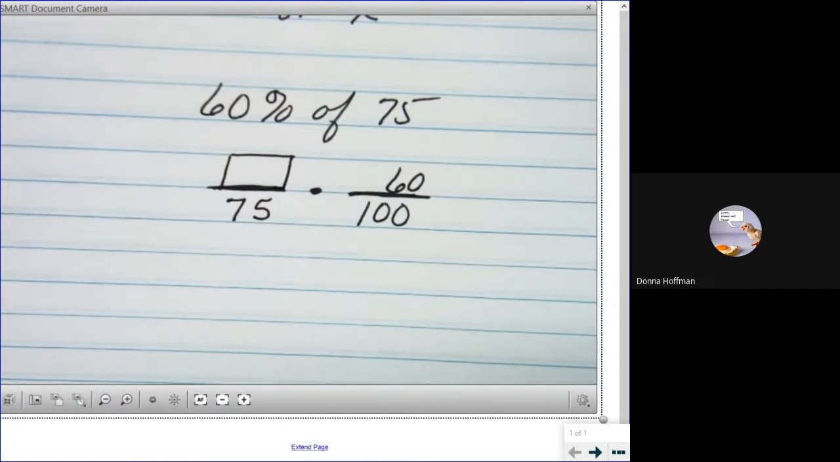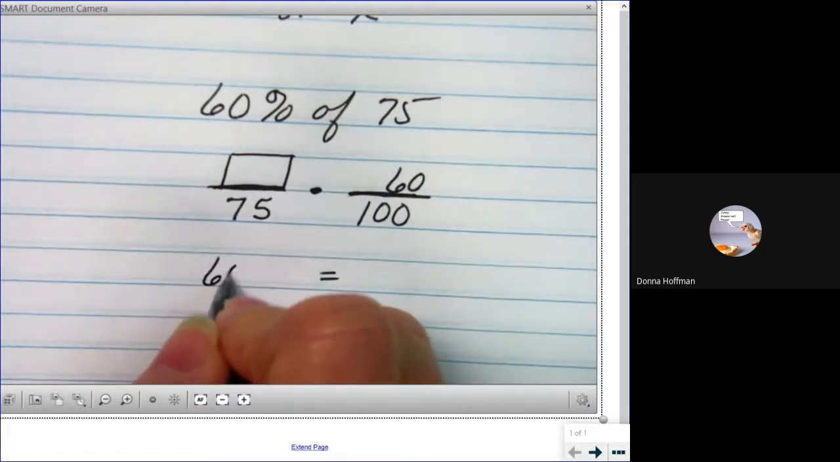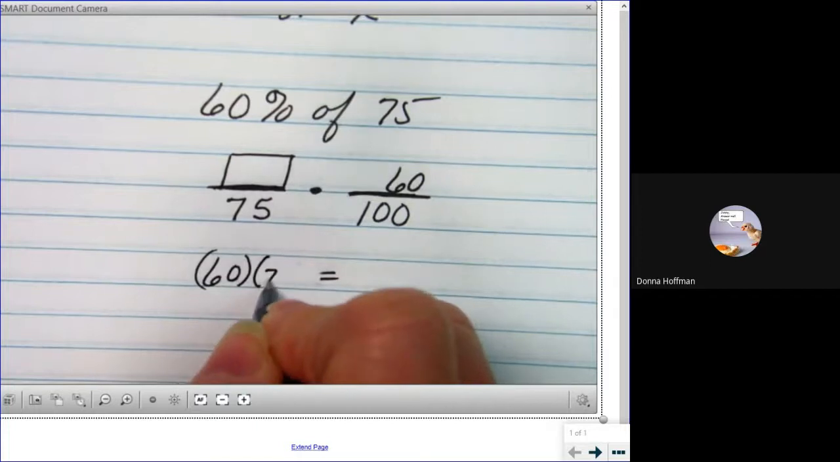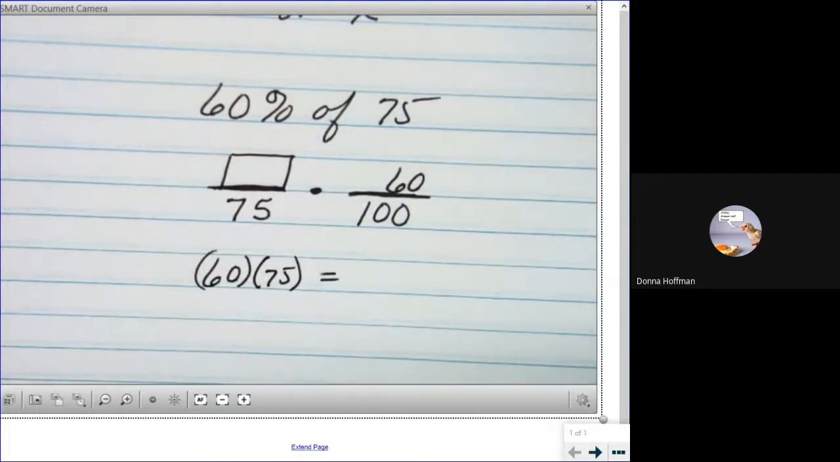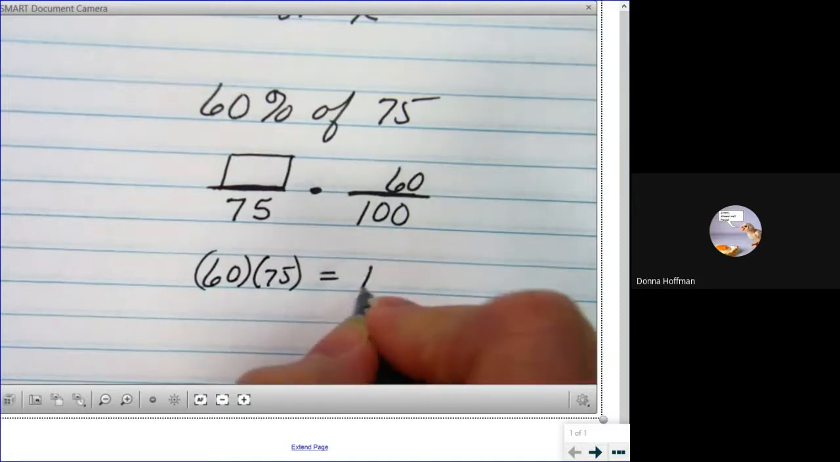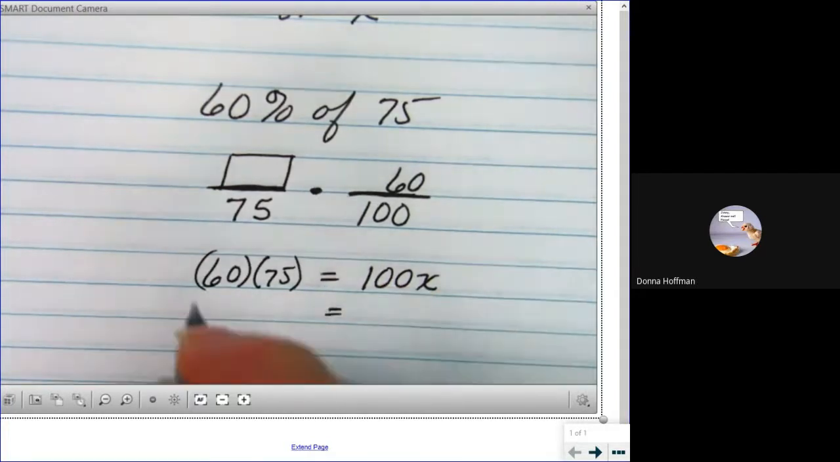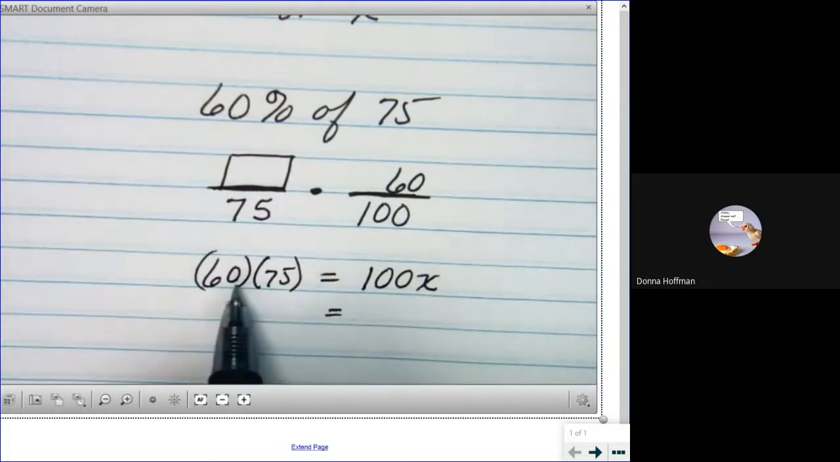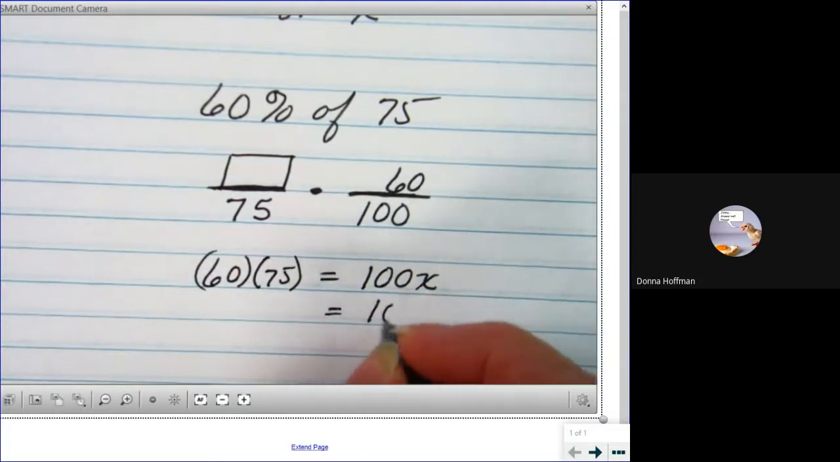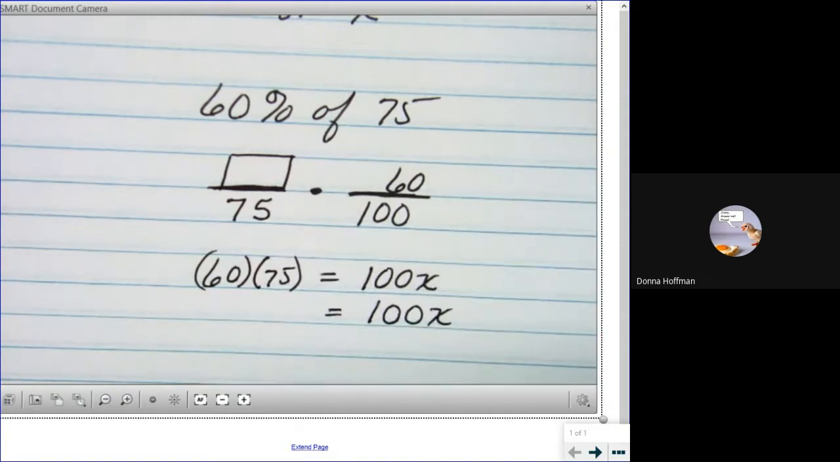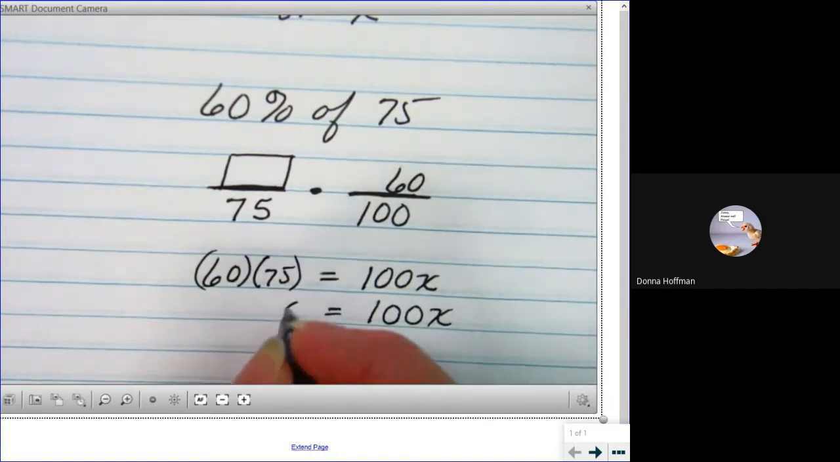Now, cross multiply. You're going to set up an equation. Okay, so what is it going to look like, Jalen? 60 times 75. 100x. Okay. Now I got to solve out this side, because this means multiplication. So I'm just going to drag this down because I didn't do anything with it yet. I'm going to drag this 0 down because I can.